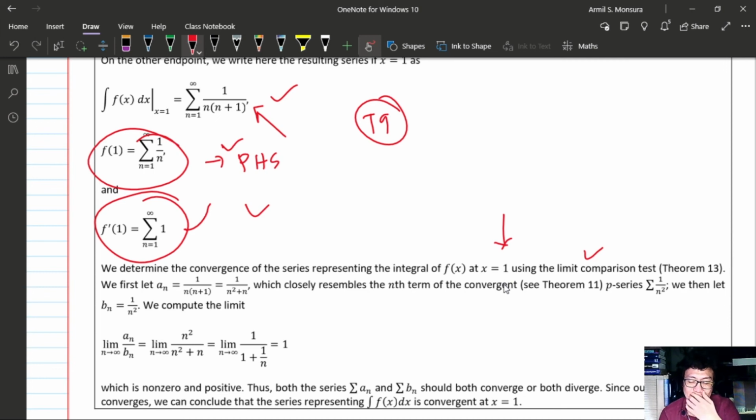I actually just wrote this one out. But what you can observe here is that this limit comparison test was determined after I tried the integral test. Because again, this is not a geometric series. This is not an alternating series. This is not a P series.